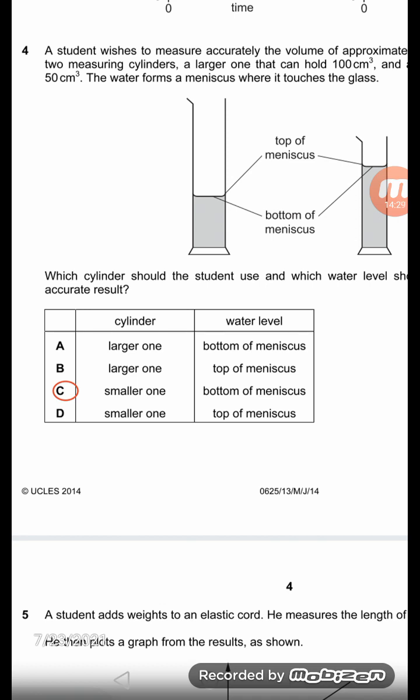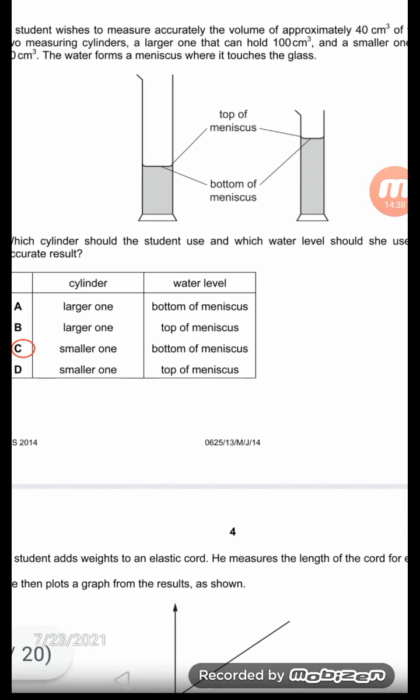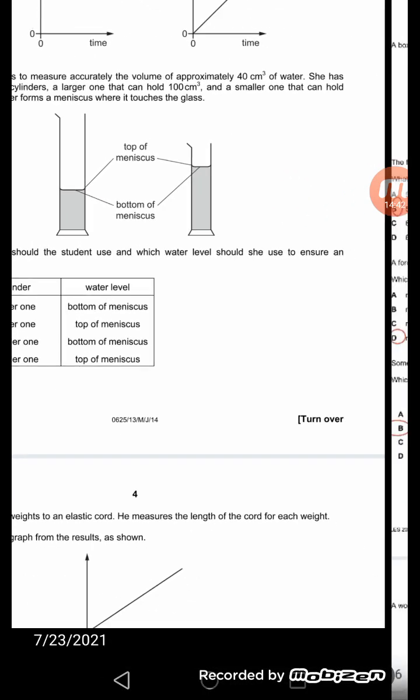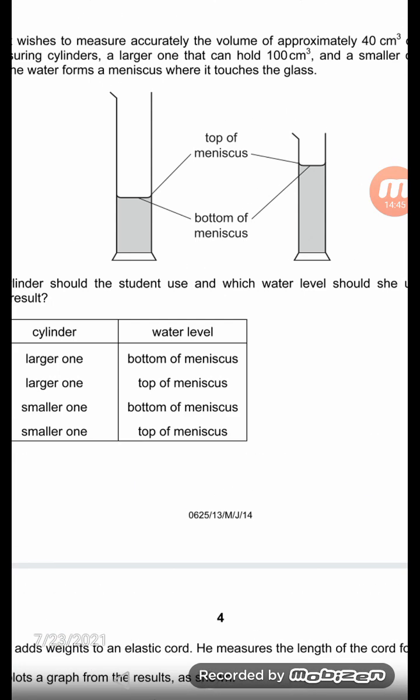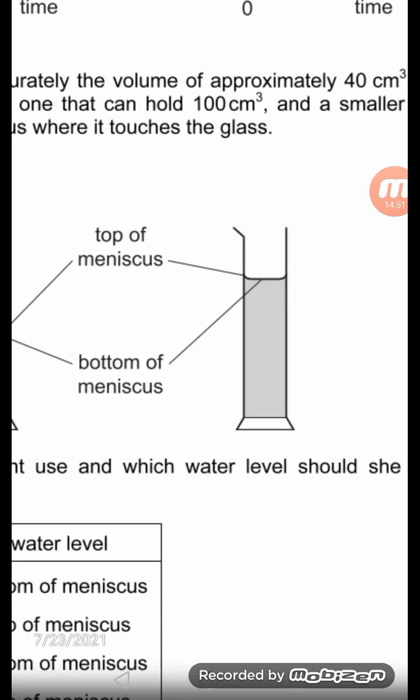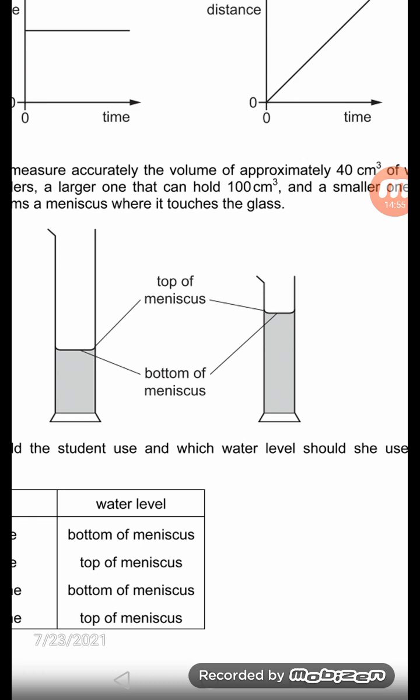The water from the meniscus where it touches the glass. See here, they are asking which cylinder the student should use, and which water level to use, to ensure an accurate reading. If you want an accurate reading, you should see from the bottom of the meniscus. What is the meniscus? It is the water level, the curved upper surface of a liquid in a tube. You can see the curved surface, the level of water. So you should always remember, you should see from the bottom, then you will get the correct reading.